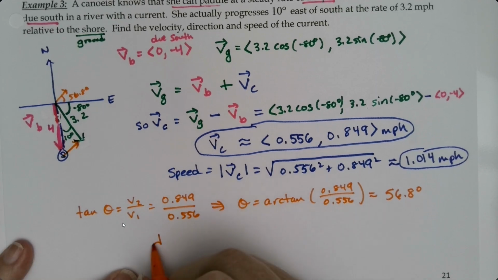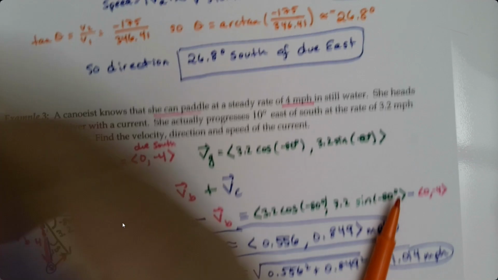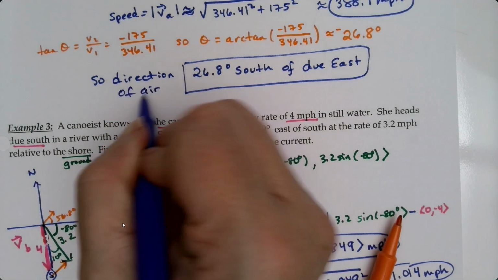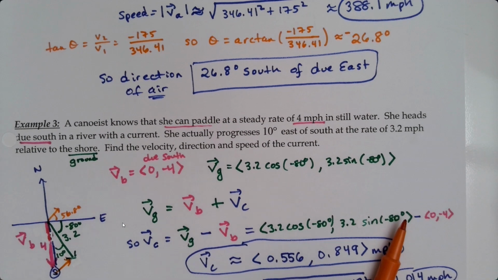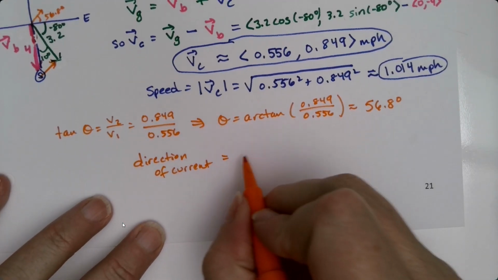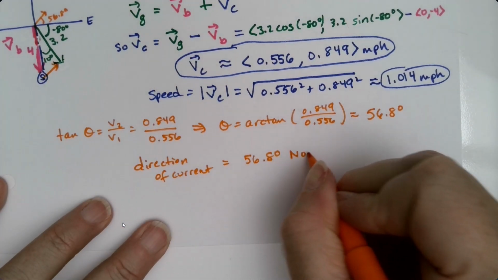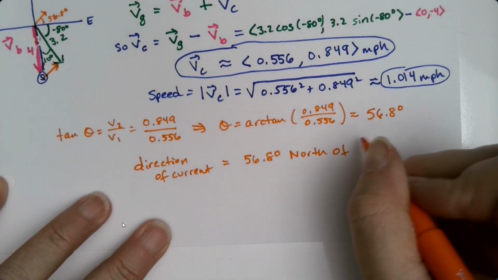So the direction of the current, right, not of her, but of the current is, when I should have said that up here, this is the direction of the air, right? Not the person, right? Because the person is the VG, right? The person in the plane, right? So the direction of the current is 56.8 degrees north of due east.